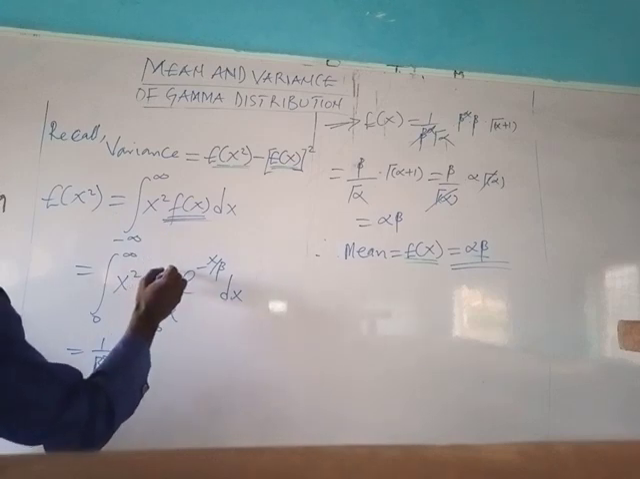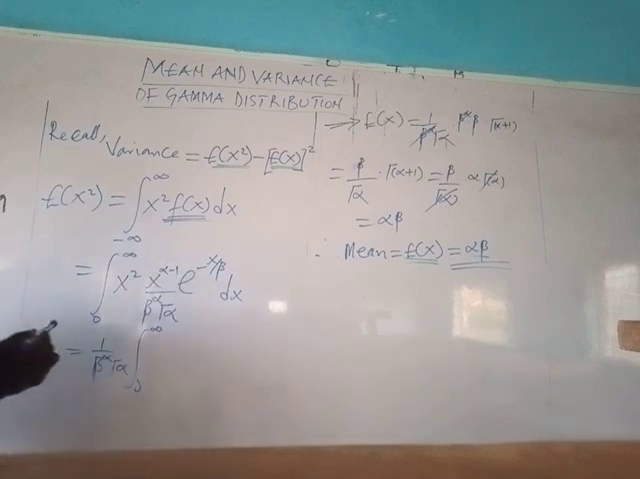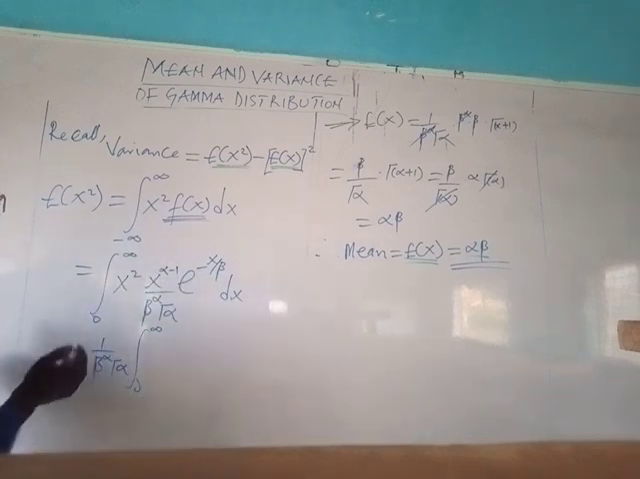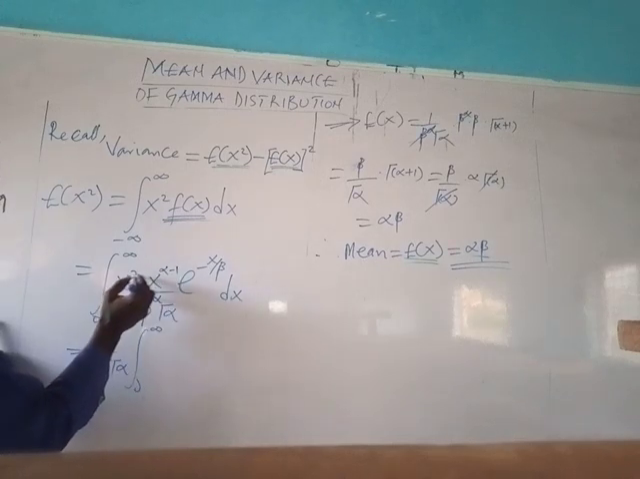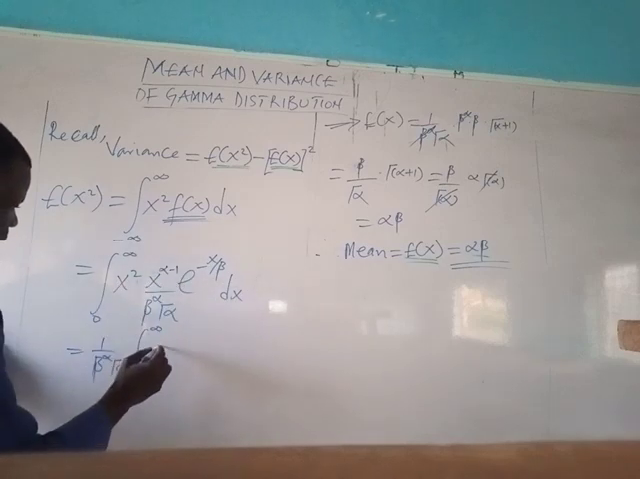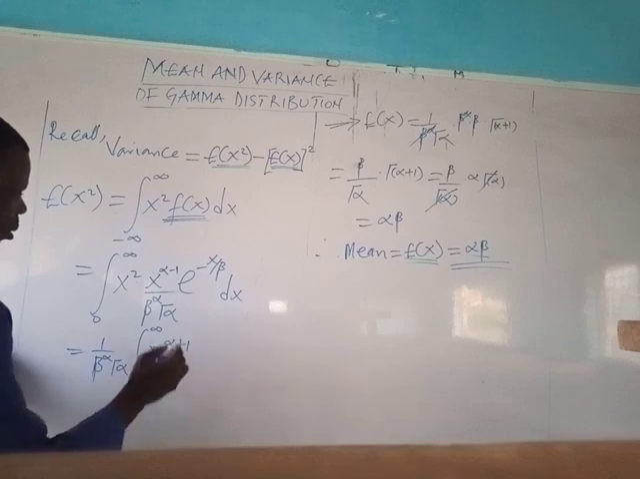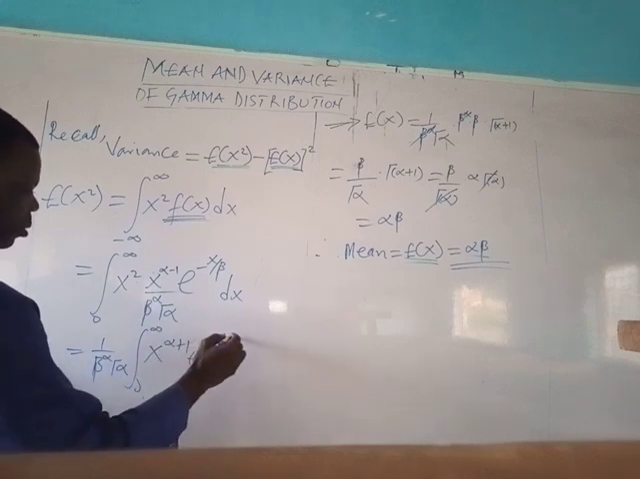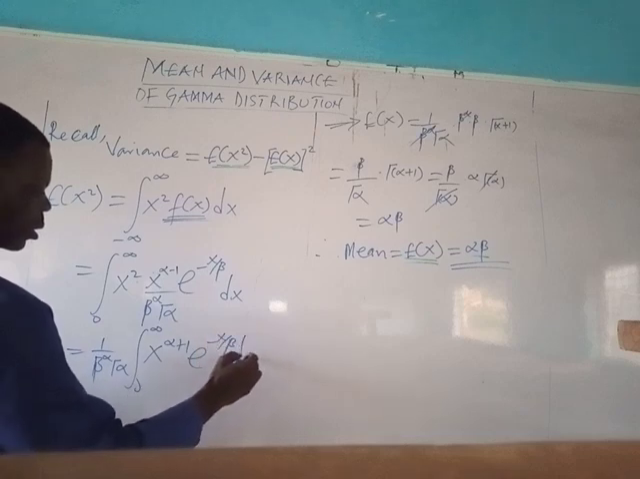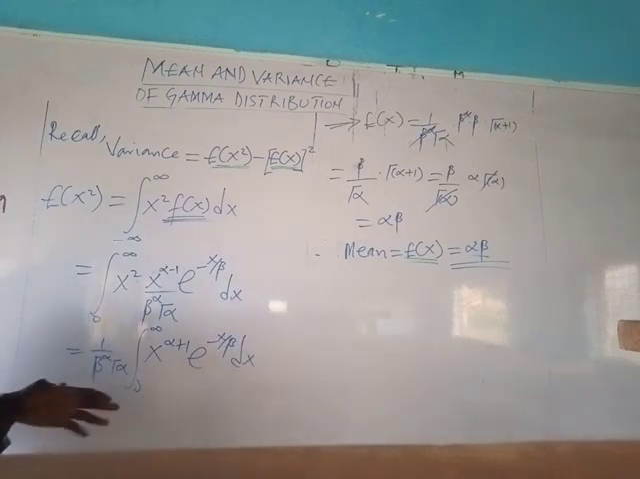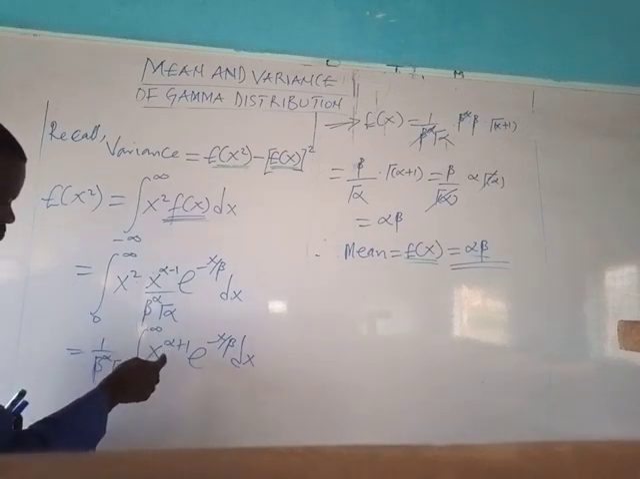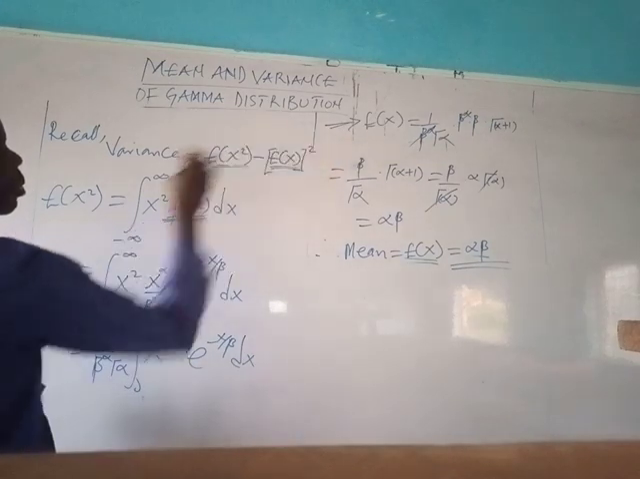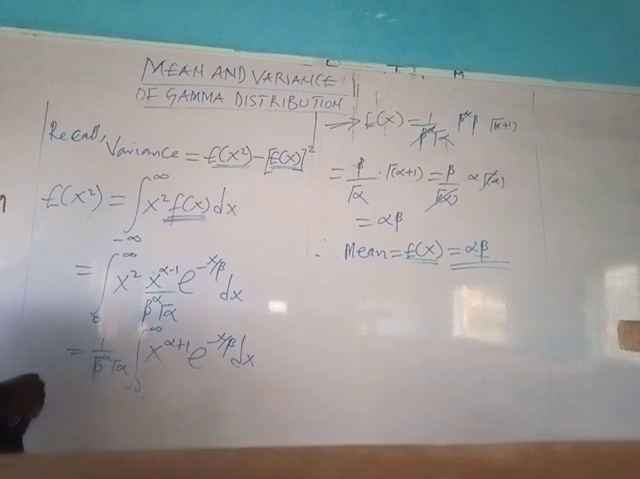So we have x raised to power alpha minus 1 here in our distribution. When we use the law of indices, we'll have x to the alpha plus 1, exponential minus x over beta dx. So we are still using the transformation method. We are still going to use the one we used for the first sample moment, so we are replacing everything here by beta.